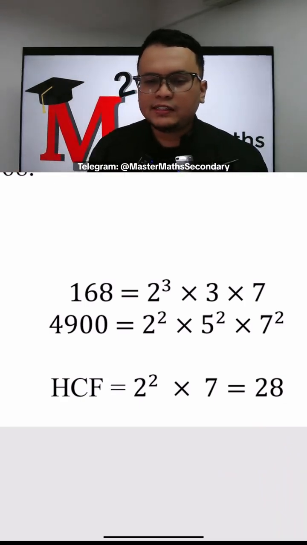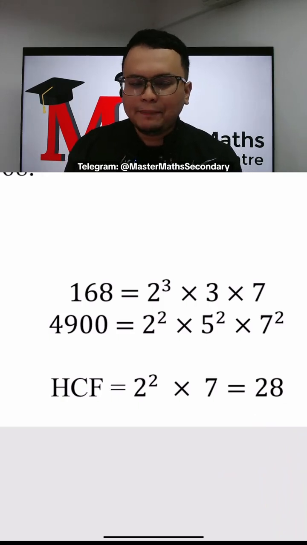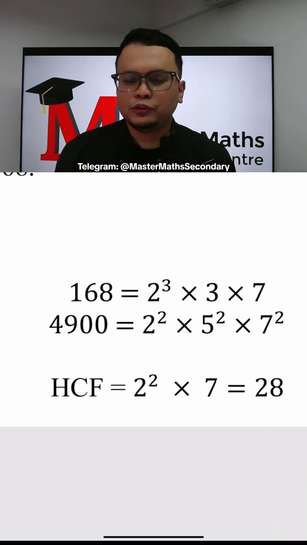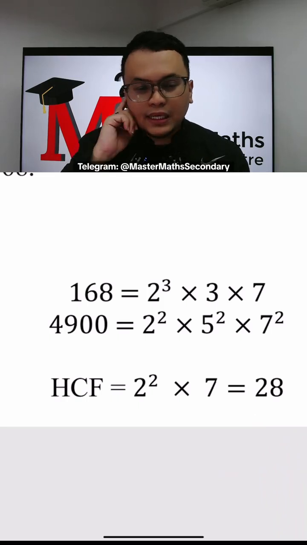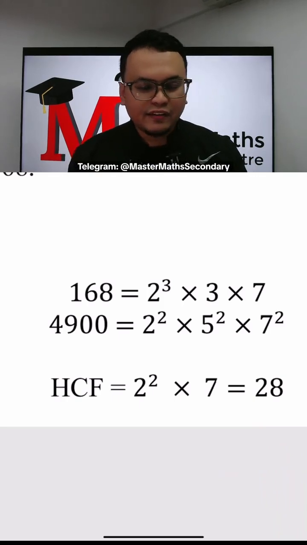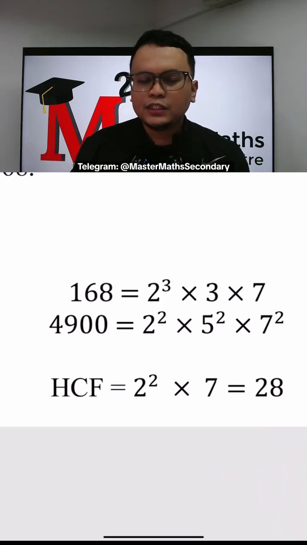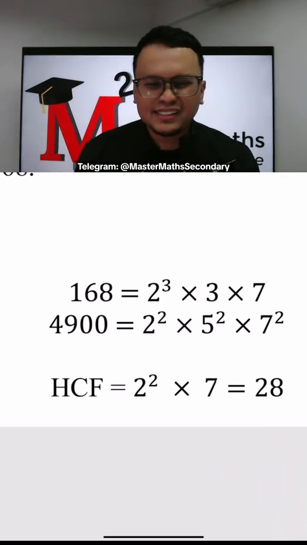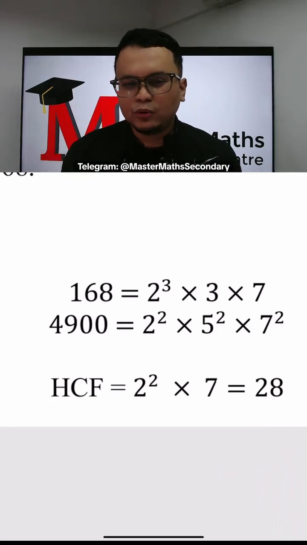To find the HCF, you identify only the common bases, the bases that are common to both numbers. 2 is a common base. It appears in 168 and also in 4900. 7 is a common base, so you write down 7 as well. For 3 and 5, the bases are not common, so we ignore them. So 2 and 7 are the only bases we use.